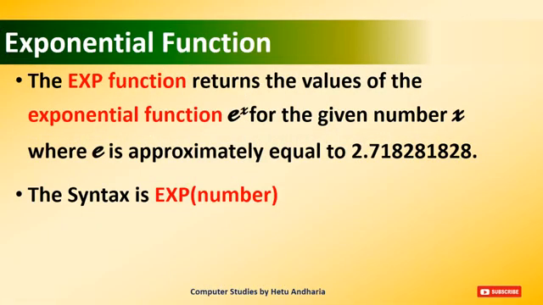I hope that you all know how difficult it is to find the exponential value in mathematics. Am I right? Here it can be found very easily using a function. The EXP function returns the value of the exponential function e raised to x for the given number x, where e is approximately equal to 2.718281828, and the syntax is EXP, bracket, the number.